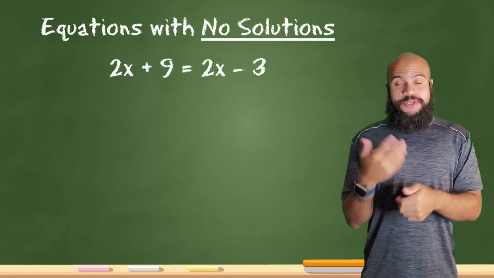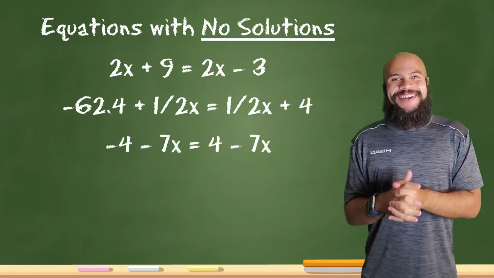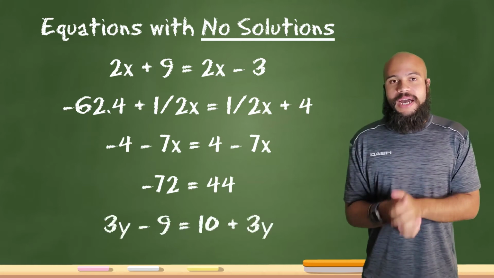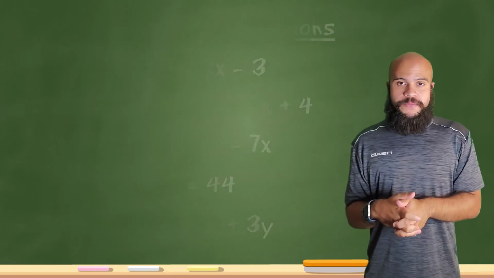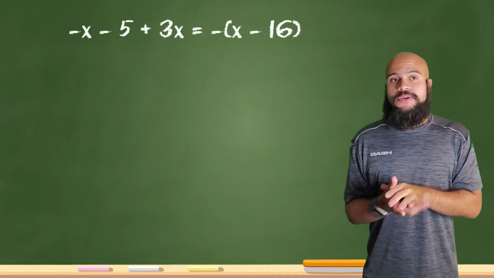All these examples that are showing up on your screen now also have no solutions. Notice, as I just mentioned, their variable terms are equivalent, but their constants are not. Therefore, all of them have no possible solutions. In this third and final example, we are going to work to solve this linear equation.